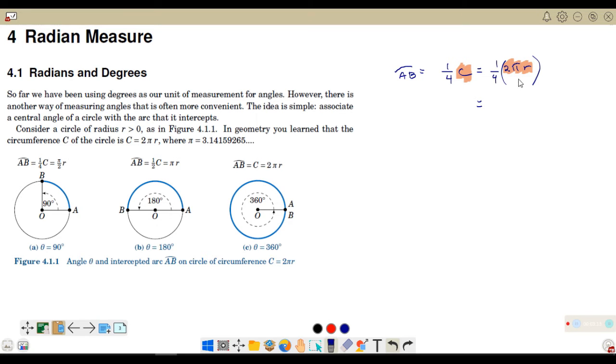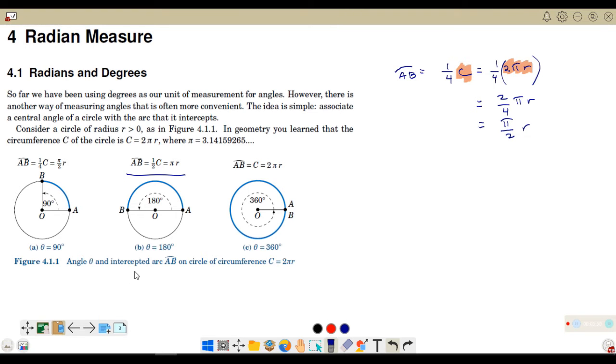So what is 1/4 of 2 pi r? We have 2 over 4 pi r, which is equal to, 2 divided by 4 is 1/2. You will have pi over 2 r.